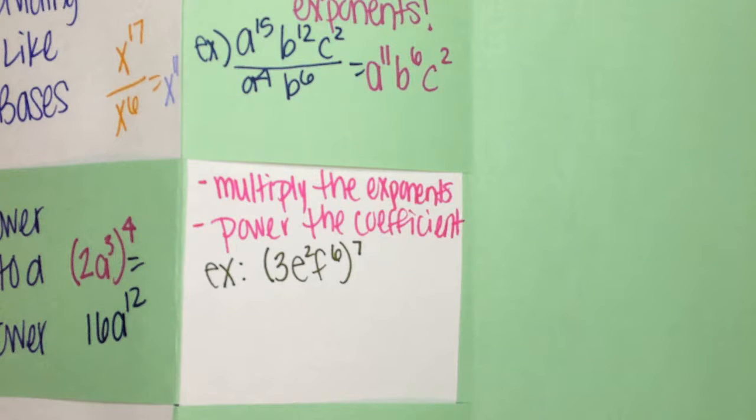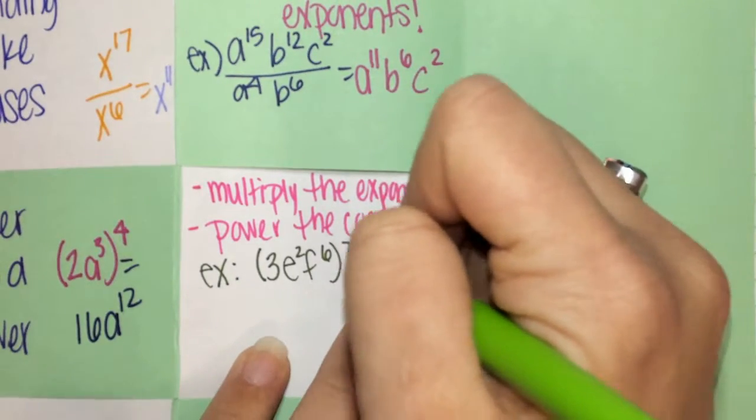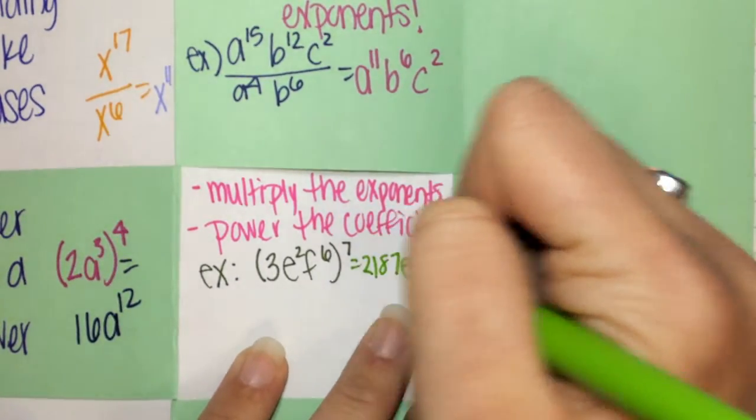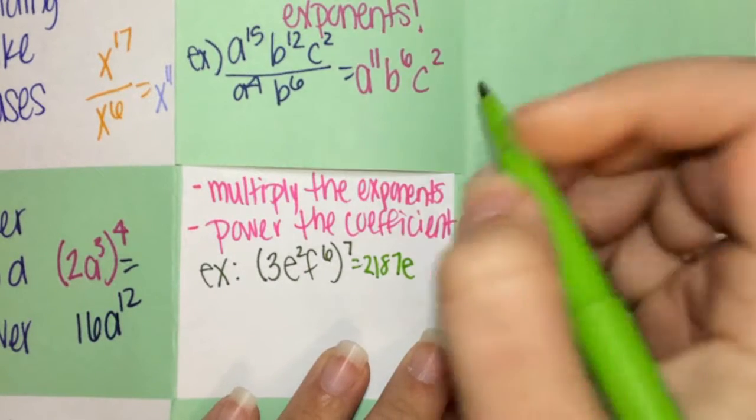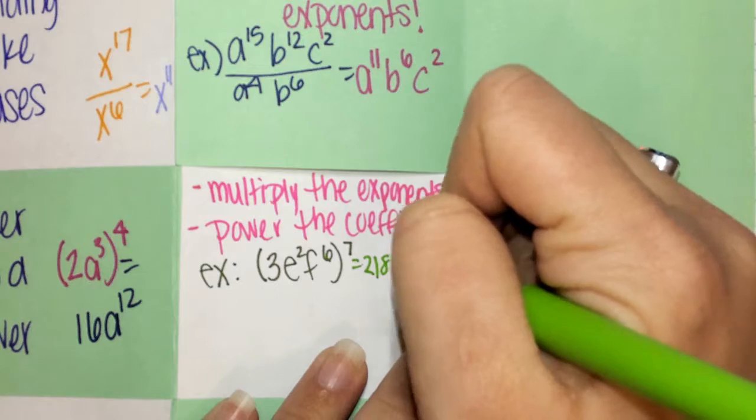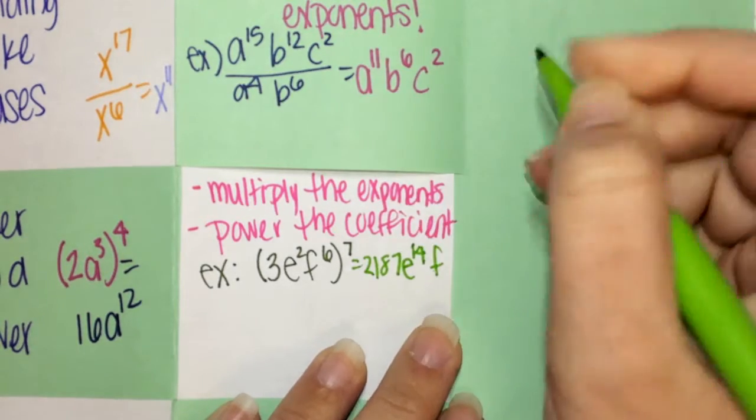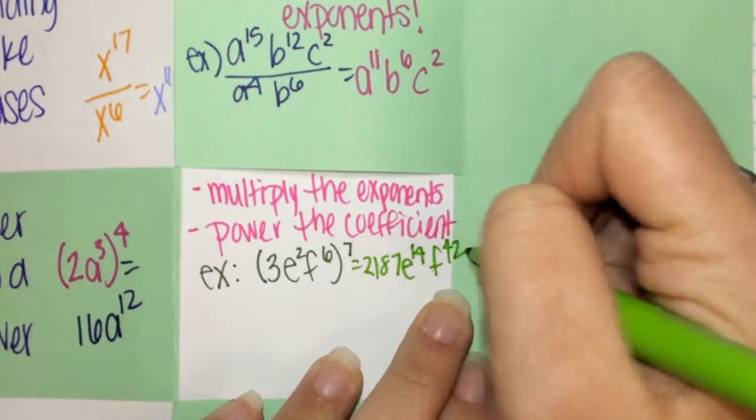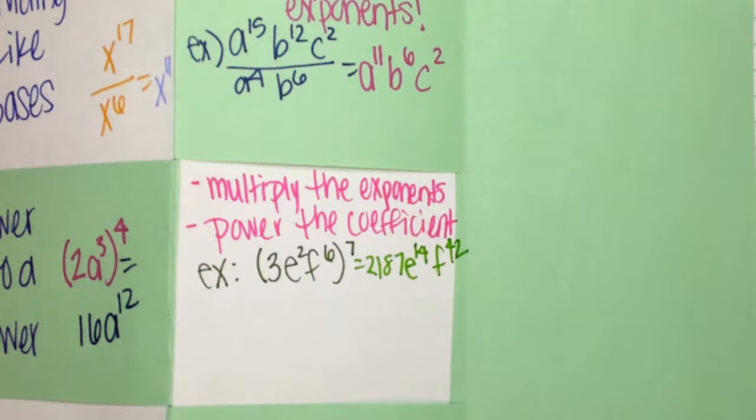Yes? Alright, so what is 3 to the 7th power? 2,187? Do we agree or disagree? 2,187. Alright, what is e squared to the 7th power? 14. Okay. And f to the 42nd power. How many of us got that right? Look at us go. Take a point if one person at your table got it right.